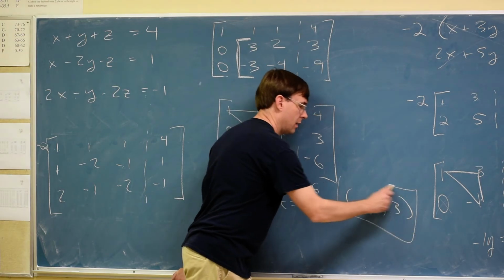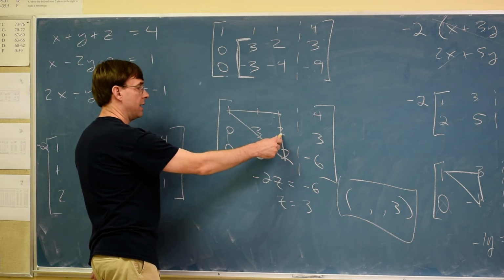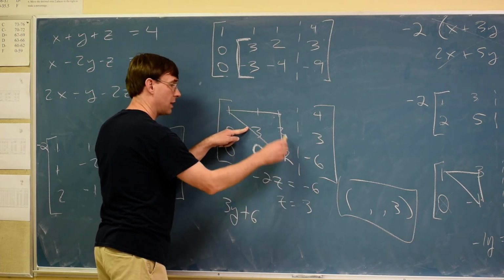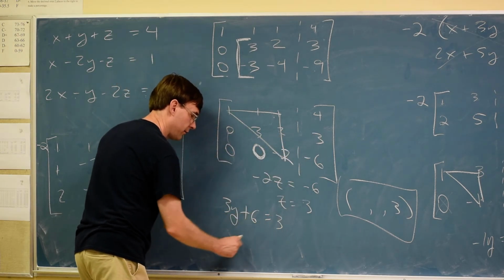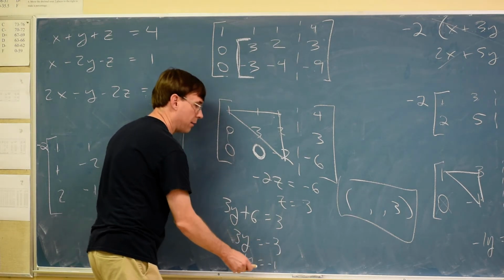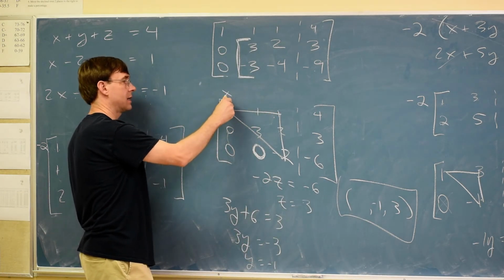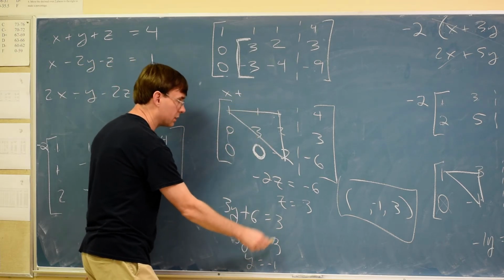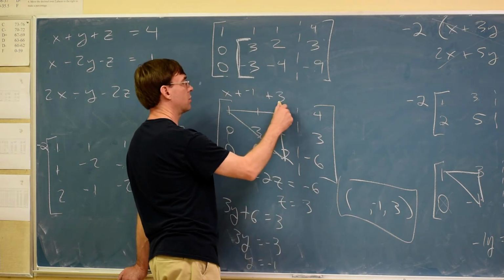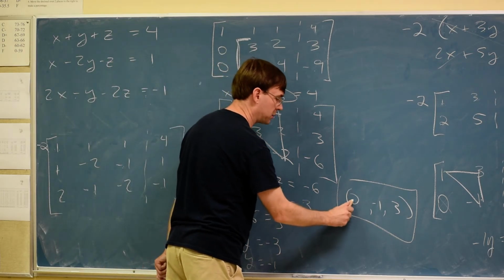This is going to have an ordered triplet, x, y, z. Plug that 3 in here. This is telling us that 3y plus a 6, because 2 times 3 is 6, equals the 3. Subtract the 6. Divide by 3, that's -1. The top equation can get us x. This is an x plus a y, which is -1, plus a z, which was 3, equals 4. Those make 2, so x must be the other 2.